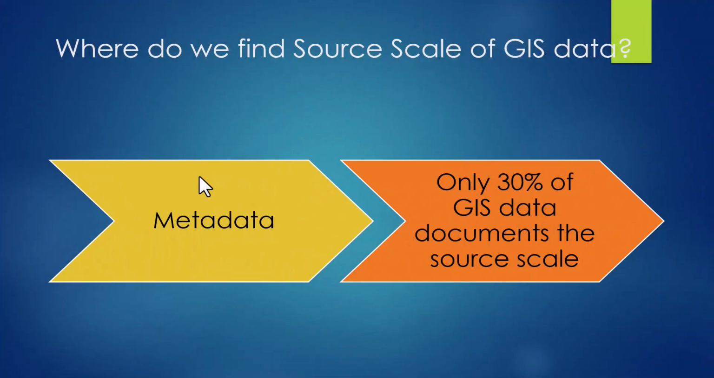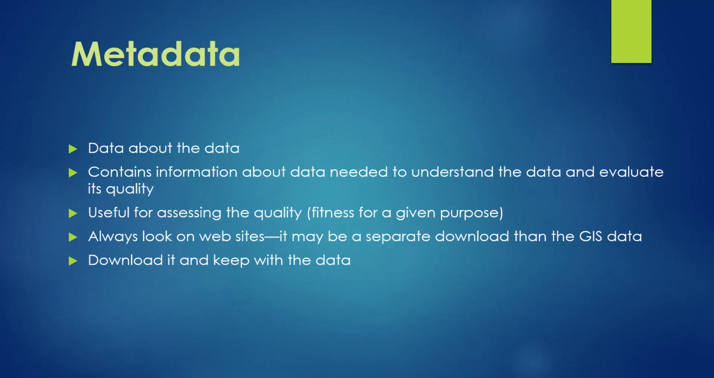Now, when we're looking for data, we always look at the metadata to understand the data scale, right? But unfortunately, only 30% of GIS data documents the source scale. Usually we don't find that information unless we dig a little bit more and try to either contact the source of the information or try to find out that by ourselves. Now, we have already talked about metadata, and we know that that's the data about the data. It contains information about the data itself to understand how it was created and what's the quality of it.